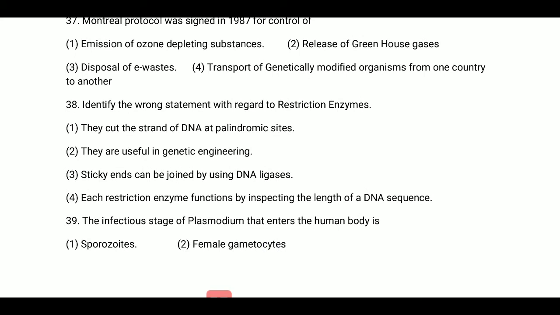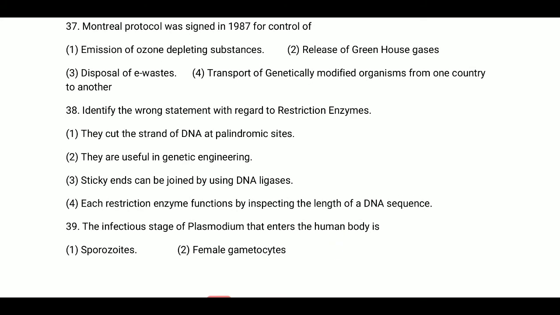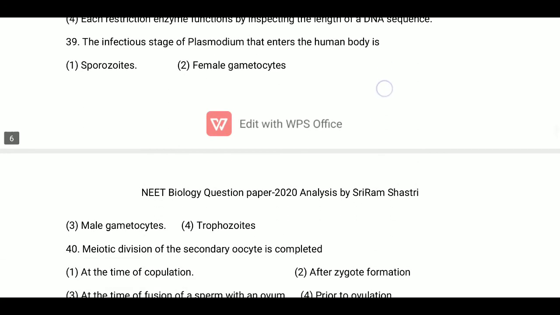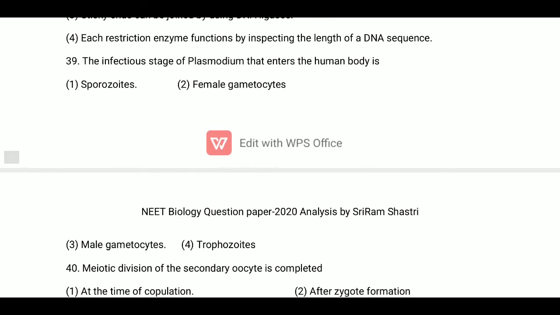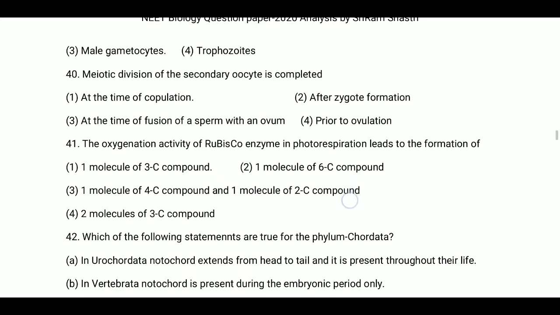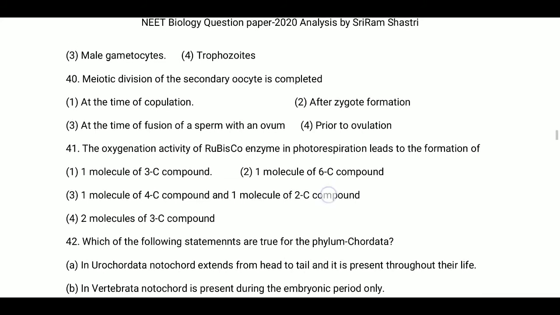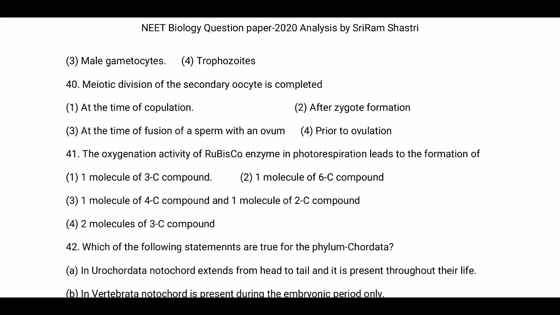The infectious stage of Plasmodium that enters human body is sporozoite, female gametocytes, male gametocytes, or trophozoite. So the right answer for this you know already, that is sporozoites are infectious to human, gametocytes are infectious to mosquito. Then meiotic division of a secondary oocyte is completed at the time of copulation, after zygote formation, at the time of fusion of sperm with the ovum, prior to ovulation.